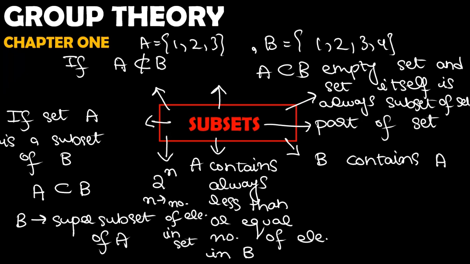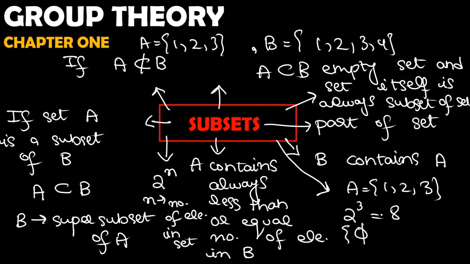For example, in the above set, we have set A, which is 1, 2, 3. So we can find its subsets like this. Firstly, we can find how many subsets of A exist. So 2 power 3, because 3 elements are there, it means 8 subsets of A exist. So what are those subsets? I elaborated above that the empty set and the set itself are subsets of everything. So we write the empty set and the whole set firstly, and other sets.